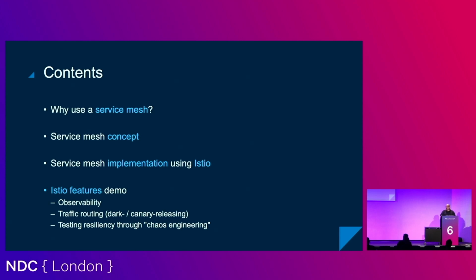And then we're going to do some demos, because I not only want to show you slides. I want to show you what you can do with the service mesh and actually show you how that works. And then we're going to look at observability. We're going to look at traffic routing or traffic shaping, and we're going to do some resiliency testing or chaos engineering, as it is also known in the industry.